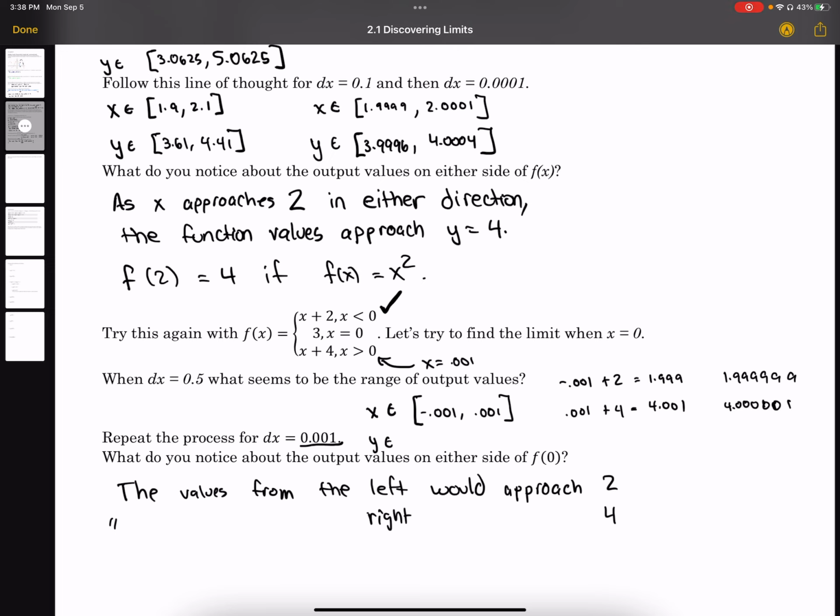So this limit doesn't exist because the values from the left don't approach the same thing as the values from the right. So here we would say something like the limit as x approaches 0 does not exist.